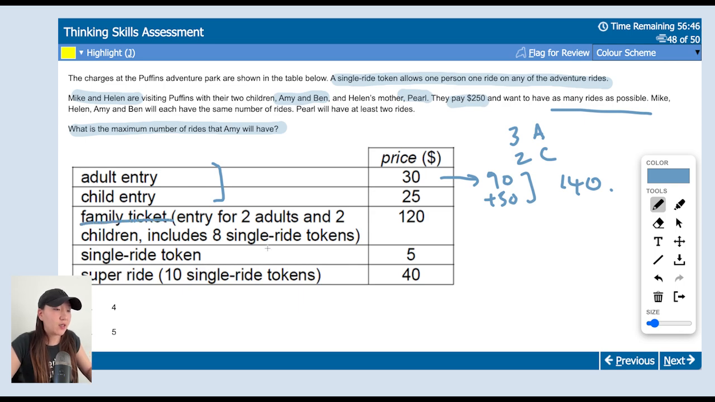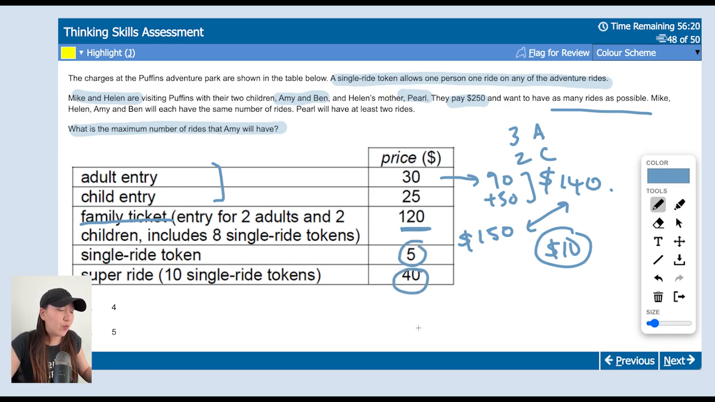And then we can compare that to what we get in the family ticket. The bundle price is cheaper 99% of the time, so maybe you don't need to check this, but you might as well. So it's 120 for 2 adults, 2 children, but it includes the ride tokens. So to get the other adult in, we need to do $150. So basically $10 is the price difference between these two for 8 ride tokens. As you can see, each ride token is at least $5, or there's a bundle which is $40. Either way, we're not going to do the separate entry, we'll do the family ticket.